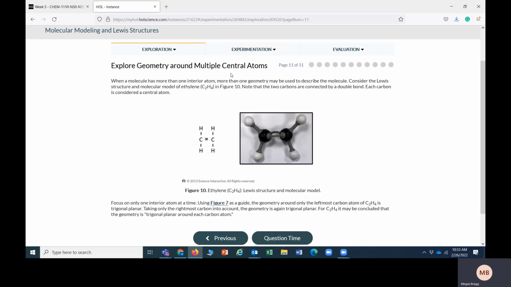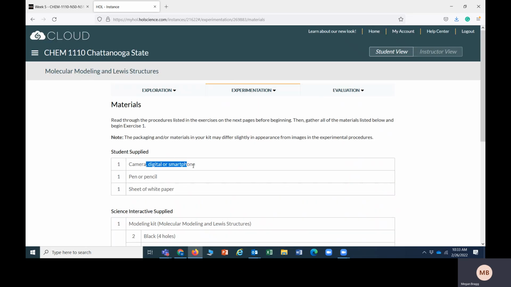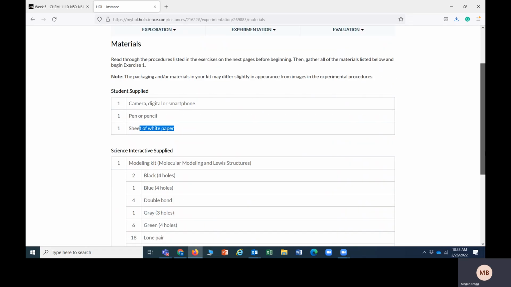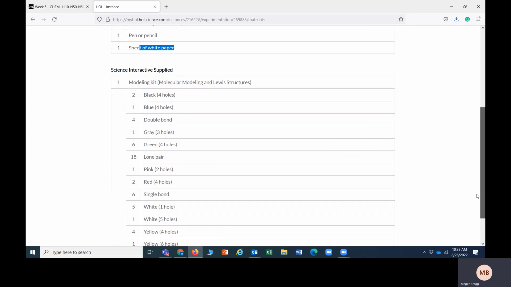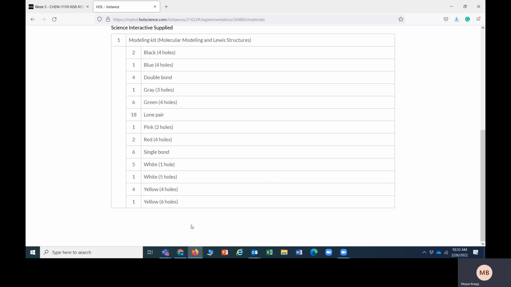All right, and now materials wise, you're just going to need something to take pictures with, your pen or paper, and your sheet of paper. And then here's just a reminder of what your modeling kit should have in it. If for some reason you're missing one, pick something similar and just make it work. So the red one has 4 holes and the yellow has 4 holes. So you could make those work for each other.